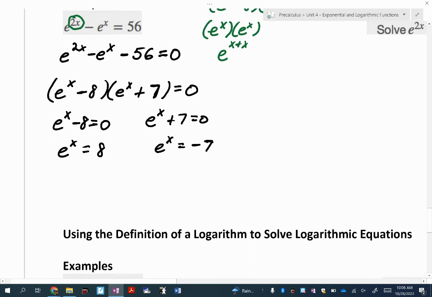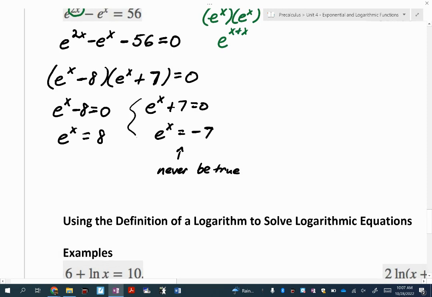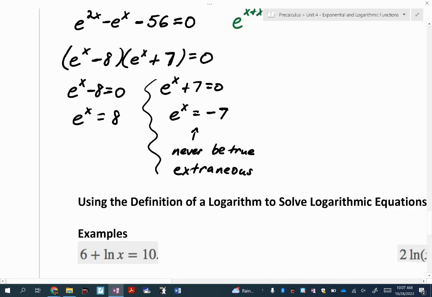Now, I know I mentioned this before, I'll mention it again. Whenever you have an exponential equation or function, whatever the base is, if your base is between 0 and 1, or if your base is greater than 1, e is greater than 1. It's approximately 2.7183. It will never be negative. This right here will never be true. There's no way to make this a true statement. So this side here to the right would give us an extraneous solution. So I just stop working on the right side and I focus on the left.